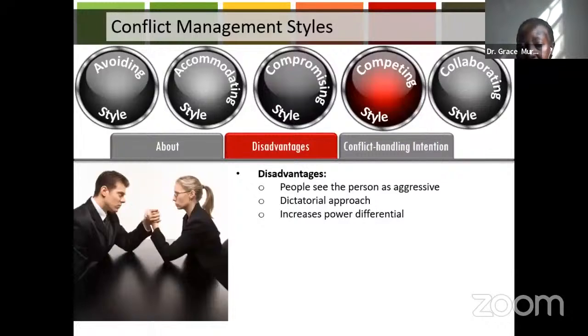People see the person as aggressive. Yes, this domineering person who says this is the way to go doesn't give democracy a chance, doesn't give people an opportunity to voice their different views. The dictatorial approach increases the power differentials. It leads us to the them and us, those who win and those who lose. So the domineering person, of course, will have more power than the other person who has lost.